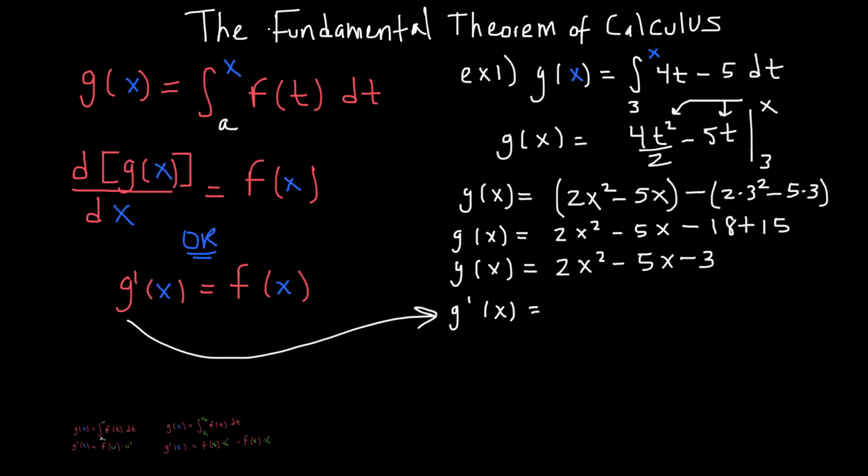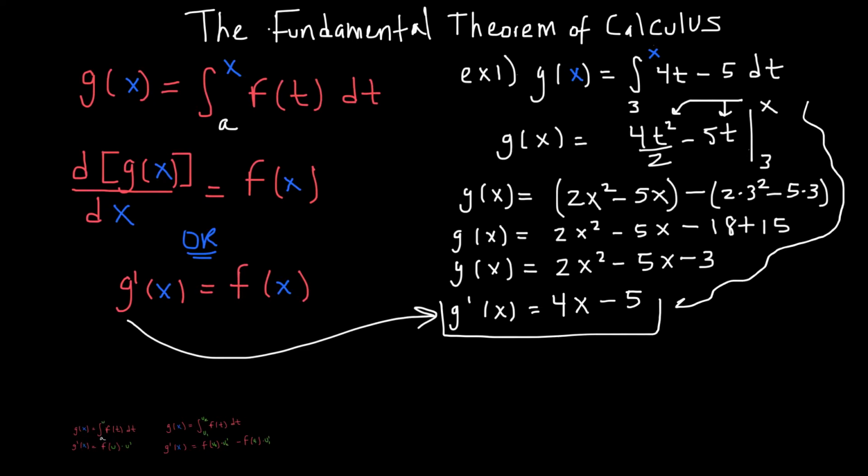So now, the derivative. G prime of x is equal to 4x minus 5. And what about the minus 3? Well, it goes away. So this is my result for g prime. And it took quite a few steps to get there, didn't it? Now look at what the theorem said. The theorem says, hey, if you want g prime, all you have to do is get the original function and replace that t with an x.